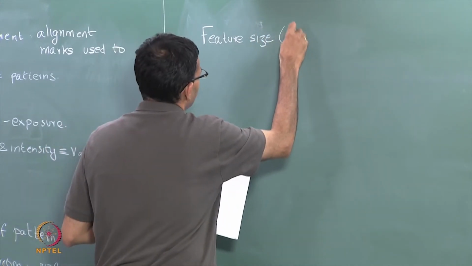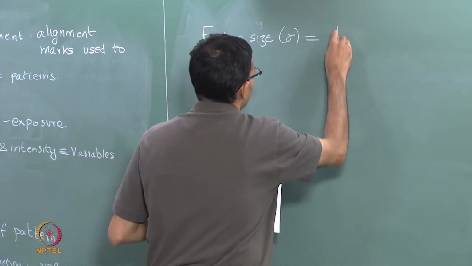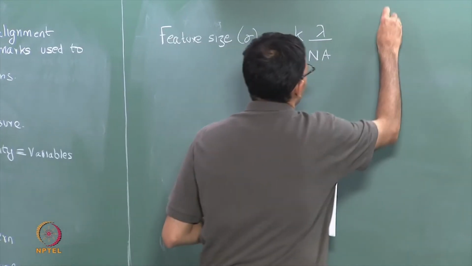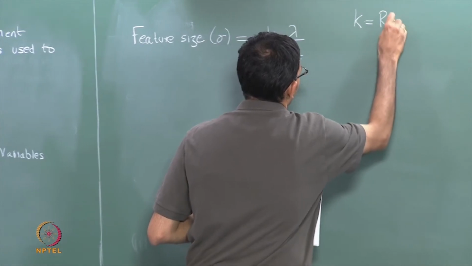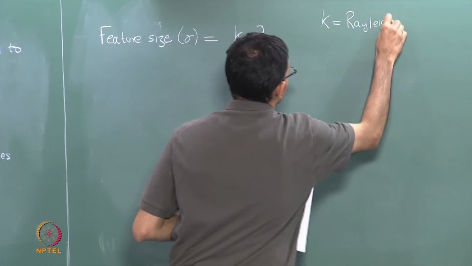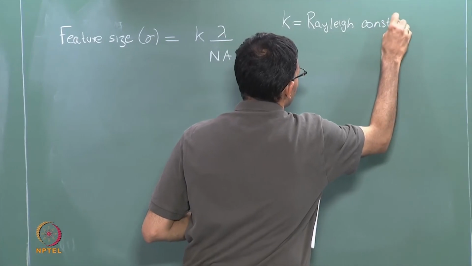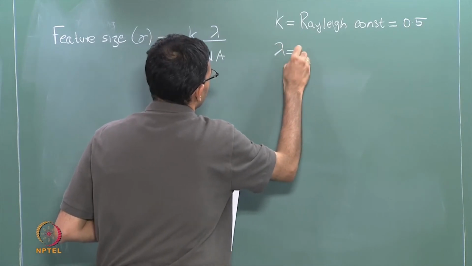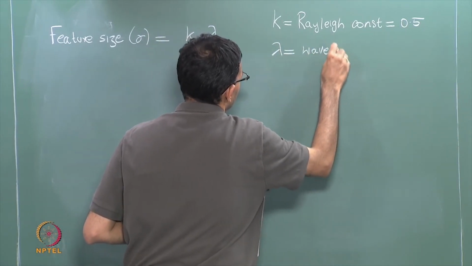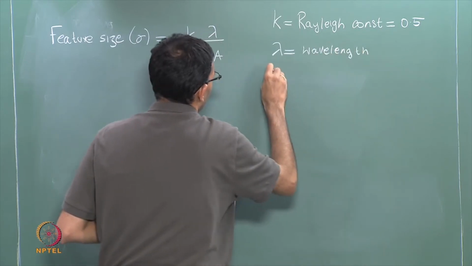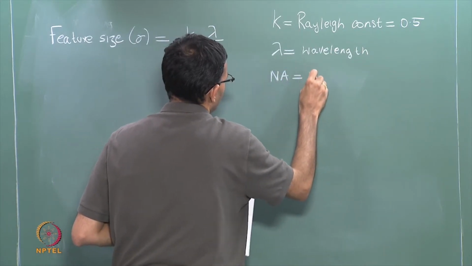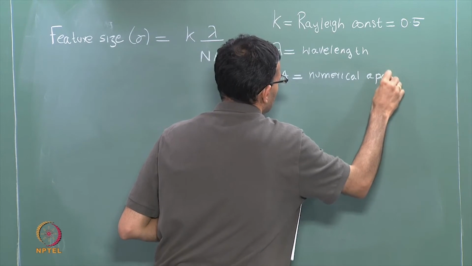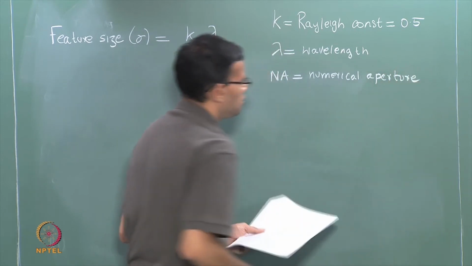let me call this sigma, is related to the wavelength and the numerical aperture. K is a constant which is called the Rayleigh constant. Typically it has a value of 0.5. Lambda is the wavelength. NA is called the numerical aperture. This again depends upon the lens system.